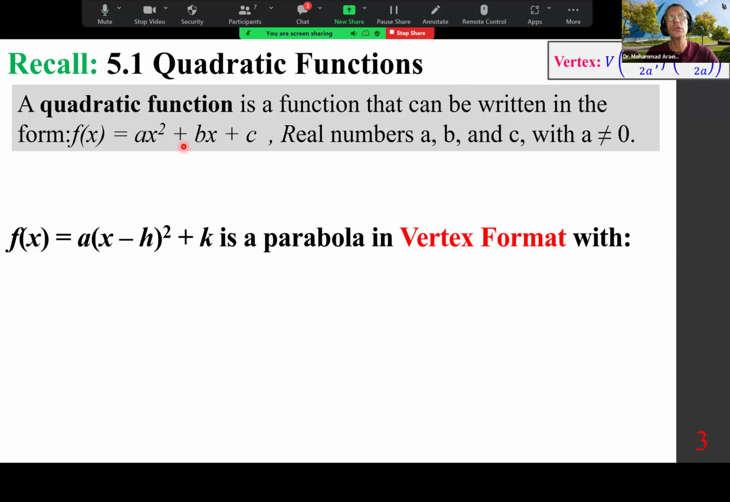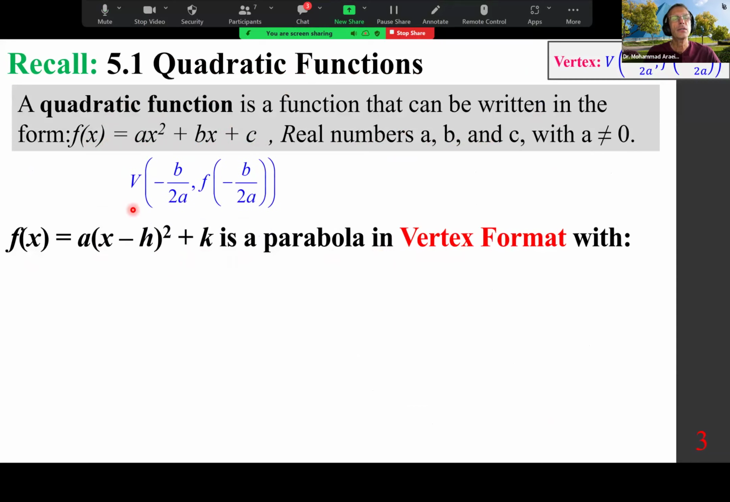So, reminding you of the quadratic function. A quadratic function is a function that can be written in the form f(x) = ax² + bx + c, real numbers a, b, and c, with a not being 0. This is known as the vertex format: f(x) = a(x − h)² + k is a parabola in vertex format.